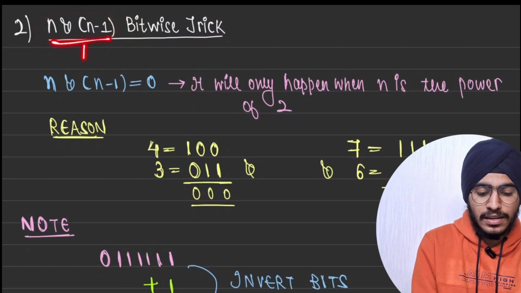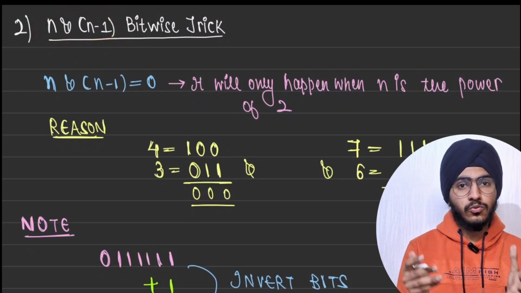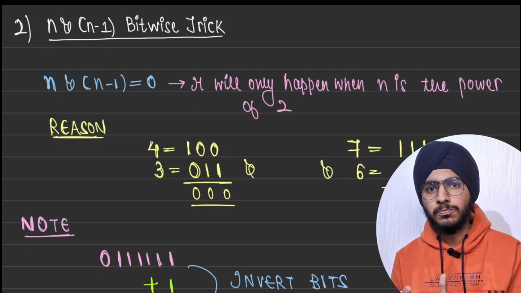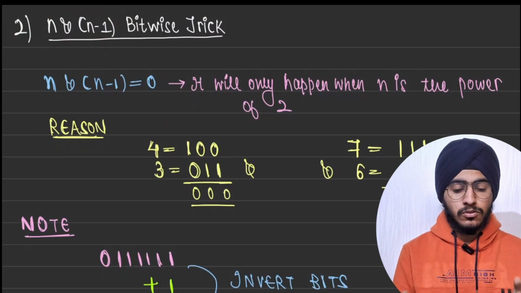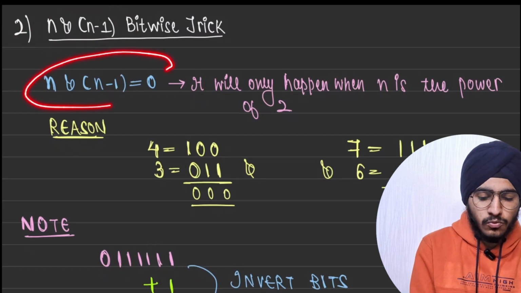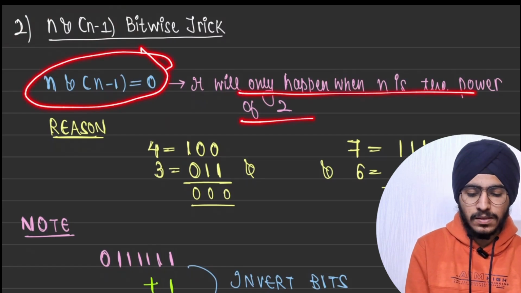So why have I given it the name n and n minus 1? This is because using this, we are going to find various patterns. So let's start. The first pattern is n and n minus 1 equals 0. It can only happen when n is a power of 2.